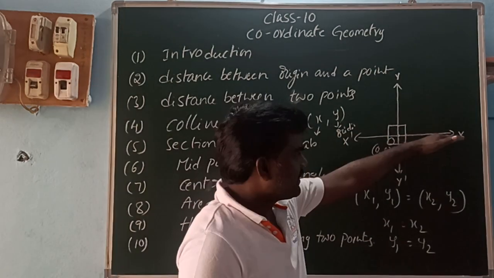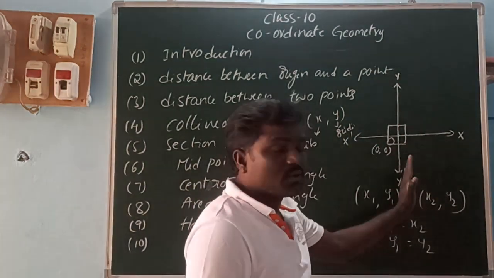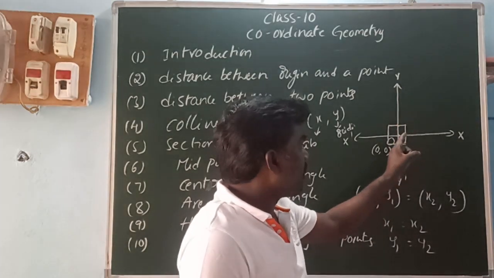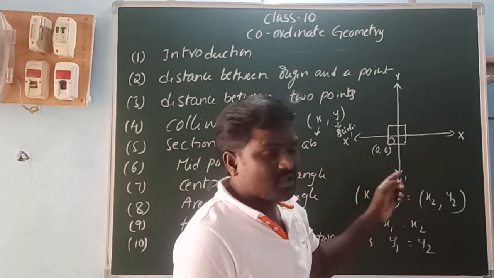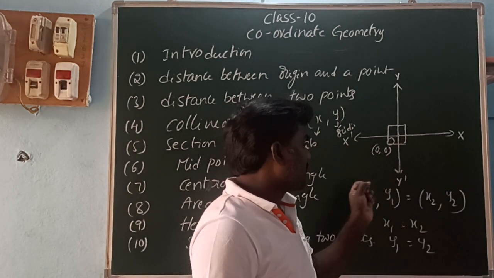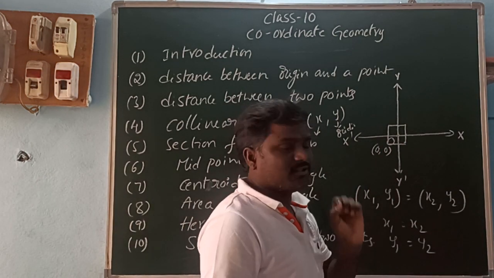The horizontal line is called the x-axis and the vertical line is called the y-axis. These two axes meet at one point, and that point is called the origin. The origin's ordered pair is (0, 0), which means the x coordinate is 0 and the y coordinate is 0.